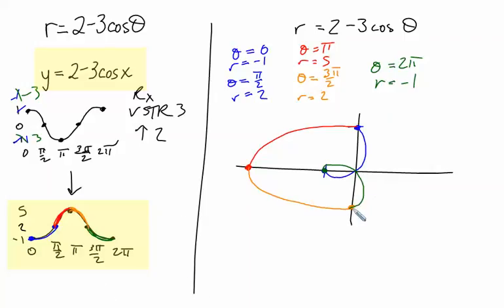Please label those key points. So here this was (2, 3 pi over 2). Up here this was (2, pi over 2). Over here was (5, pi), and this point was (negative 1, 0), or (negative 1, 2 pi). That would be the graph of our polar equation, and we can double check it on the calculator.